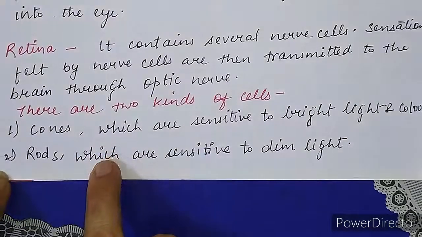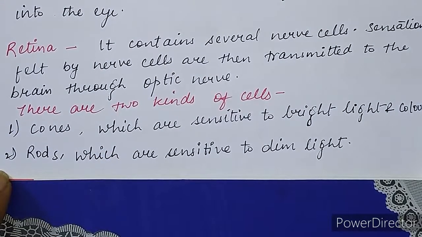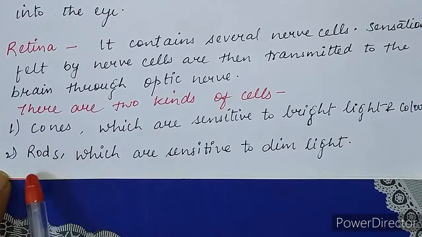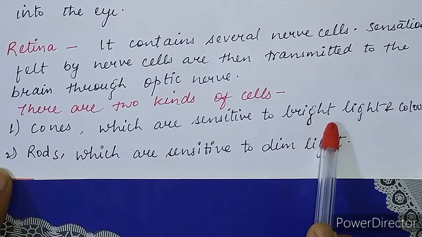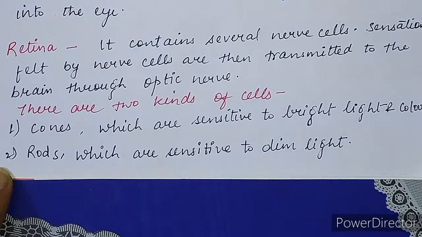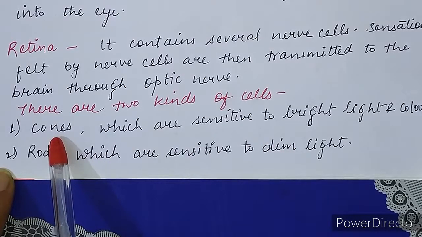As I am telling you, there are several nerve cells present on the retina, and these nerve cells are of two kinds. One is cones and the other is rods. Cones are sensitive to bright light, or we can say they identify color. We are able to identify that it is black, blue, red, or green. All these identifications of color are done with the help of the cone cells present in the retina.